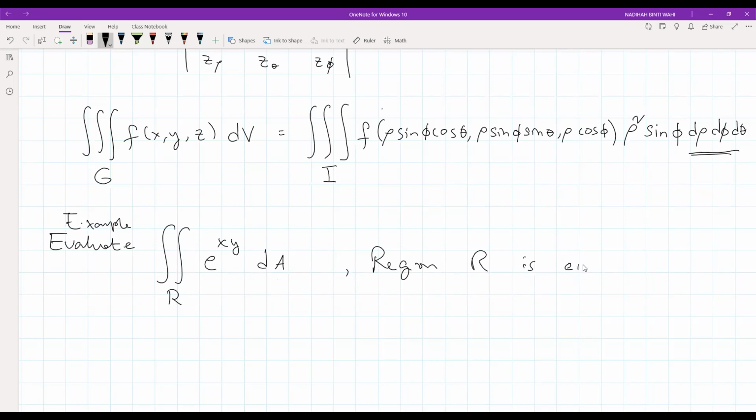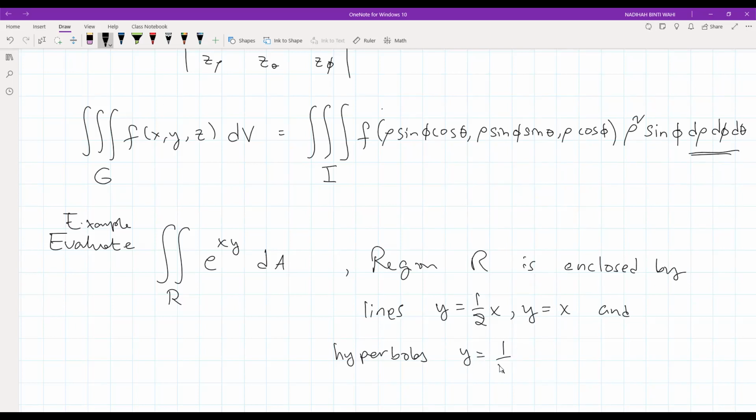is enclosed by lines y equals 1/2 x, y equals x, and hyperbolas y equals 1/x and y equals 2/x. Okay.